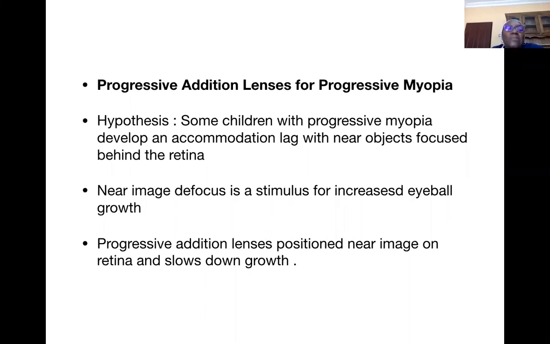Also, spectacles have been advocated for those with progressive myopia. There's a hypothesis that some children with progressive myopia develop an accommodation lag with the near object focused behind the retina. So you can use a progressive addition lens to move the image on the retina to slow down myopia. This has not been well tested. There are so many things that have been advocated to slow down progressive myopia, like the use of atropine.